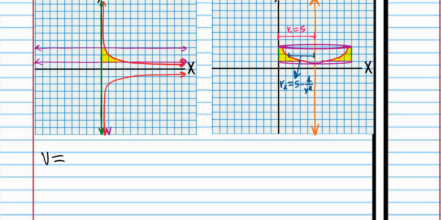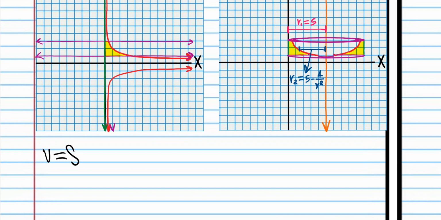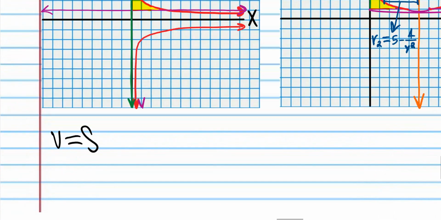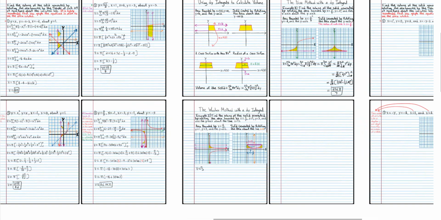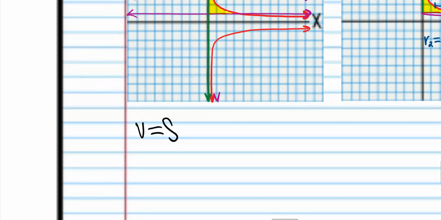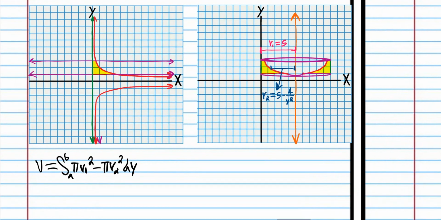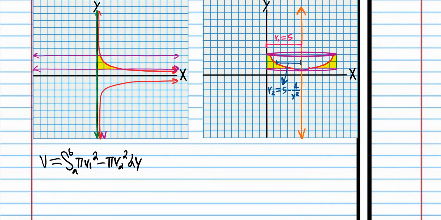And I know that students will typically try to figure out what that shape would look like if we cut vertically, but that's not easy to figure out. So the formula that we're going to use is the integral from a to b of pi r1 squared minus pi r2 squared dy. Again, when our cross sections are horizontal, we're going to use an integral in terms of y.